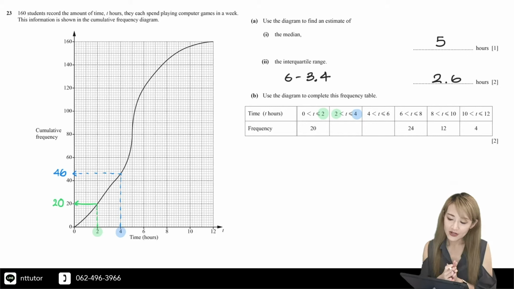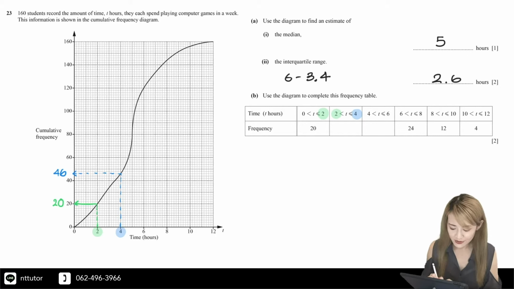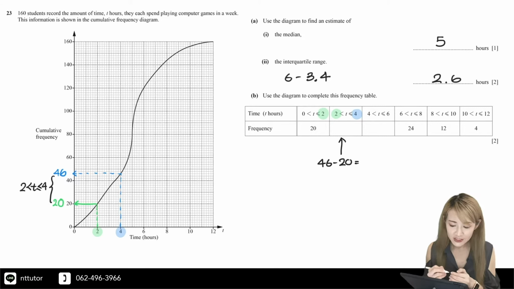So the region from the time 2 to 4 is represented by this region over here. So therefore, the difference between 46 and 20 is the amount of students who spend 2 to 4 hours playing computer games.